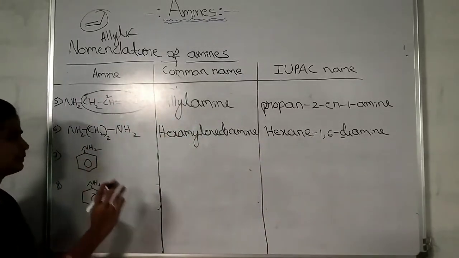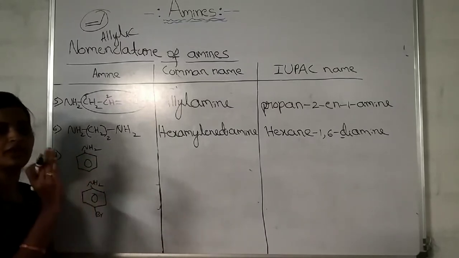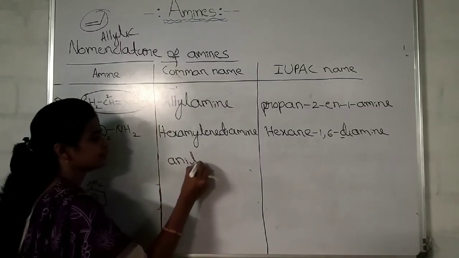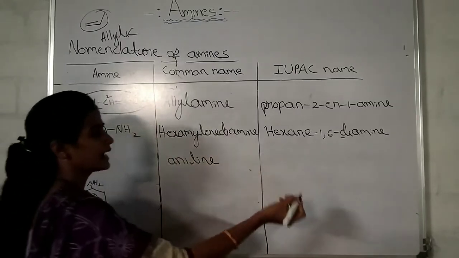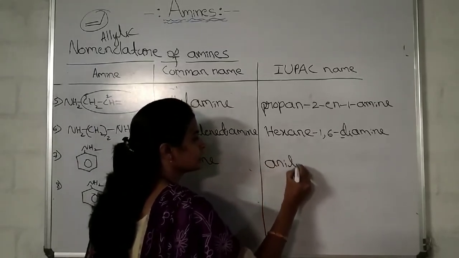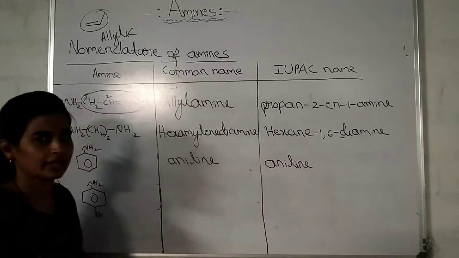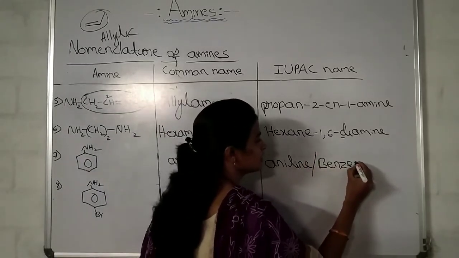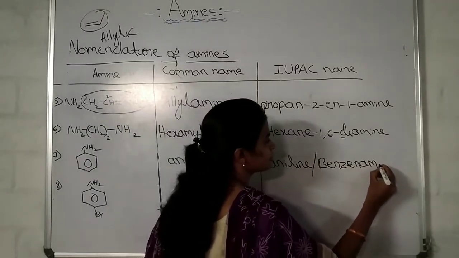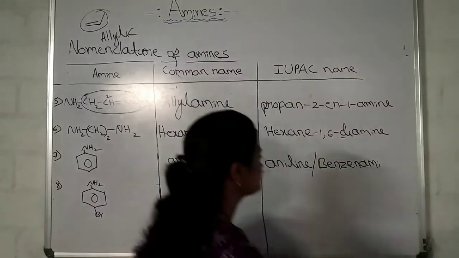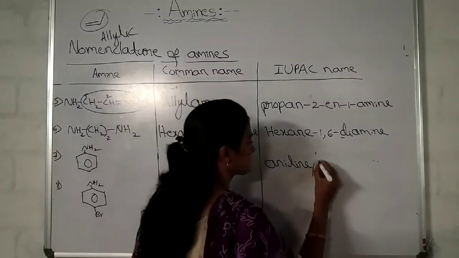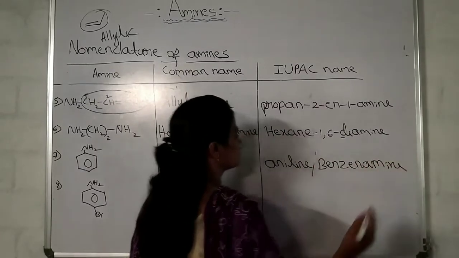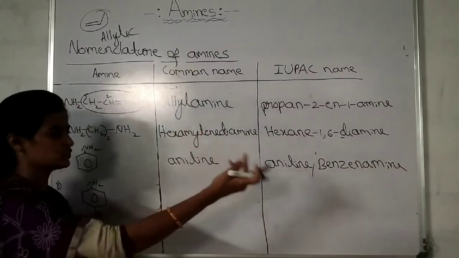Next one, the simplest example for primary aromatic amine. What is the common name of this? Aniline. Aniline is also an accepted IUPAC name, or it can also be named as benzenamine. IUPAC name is aniline as well as benzenamine.